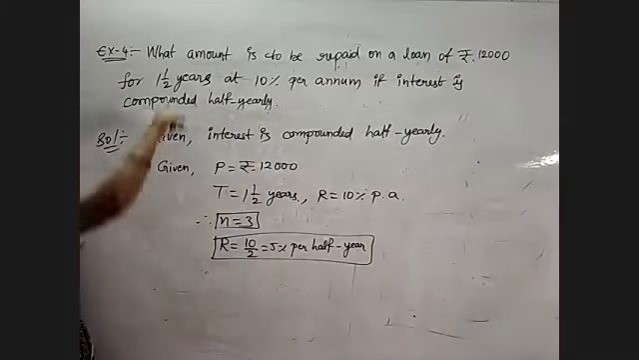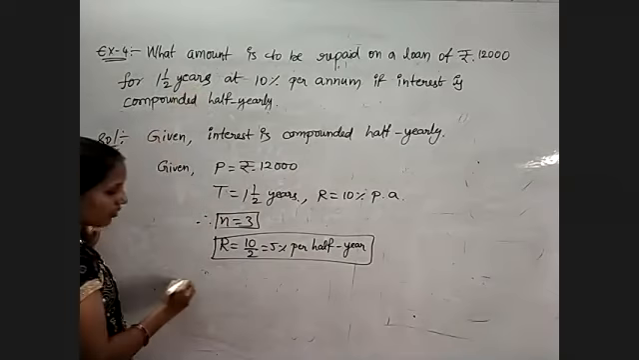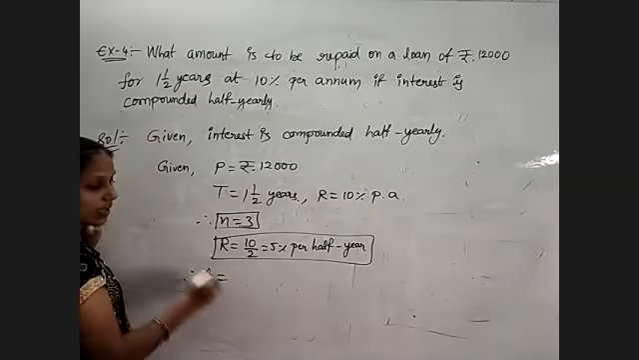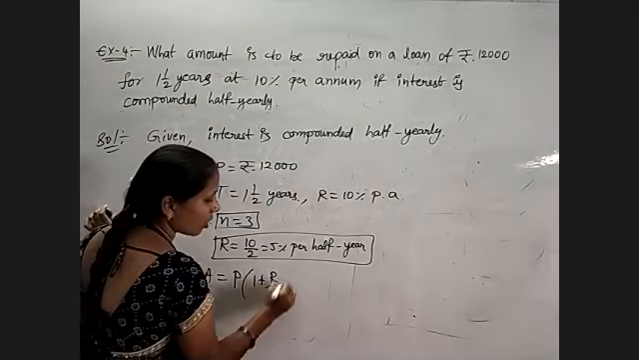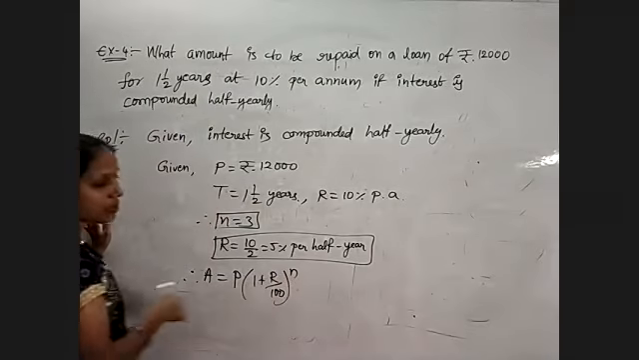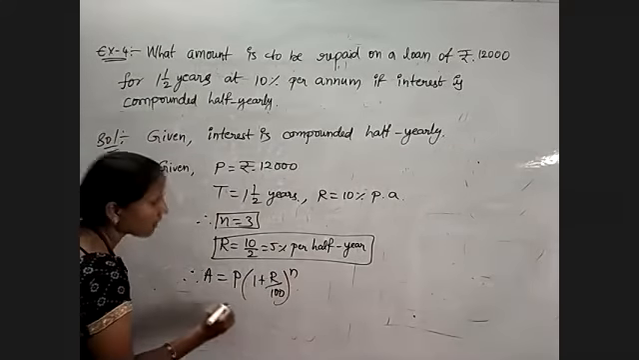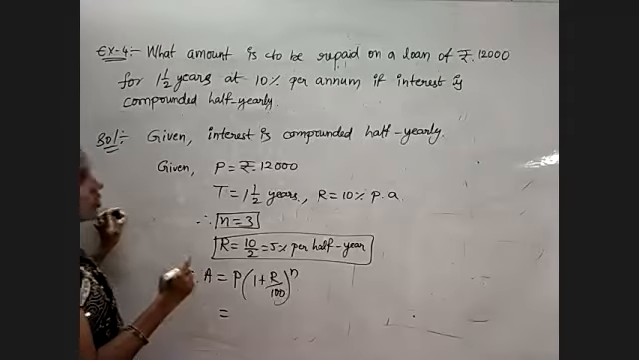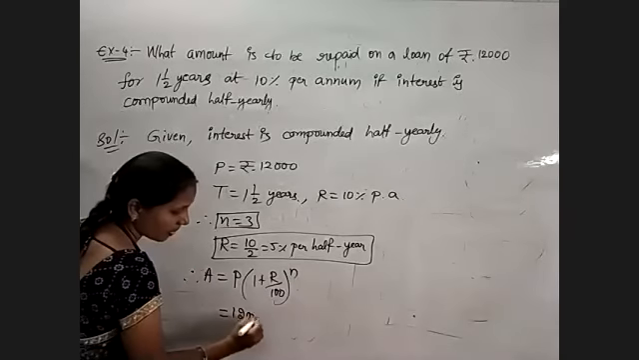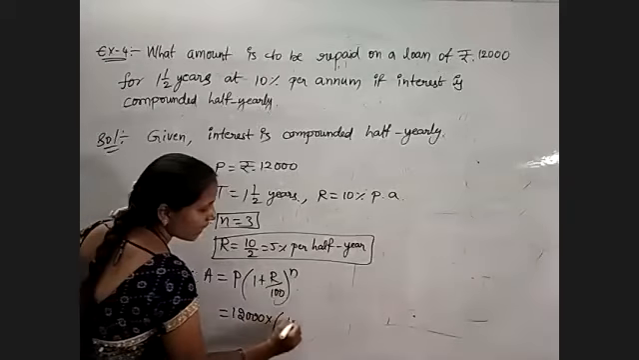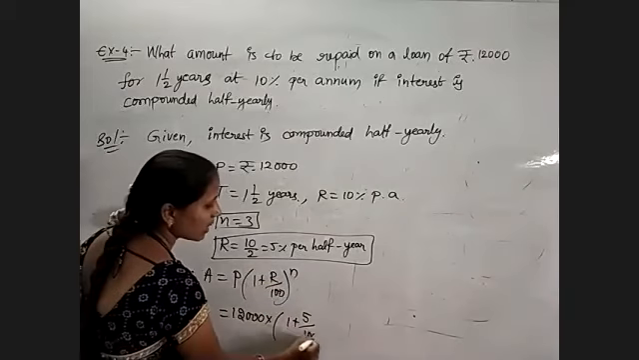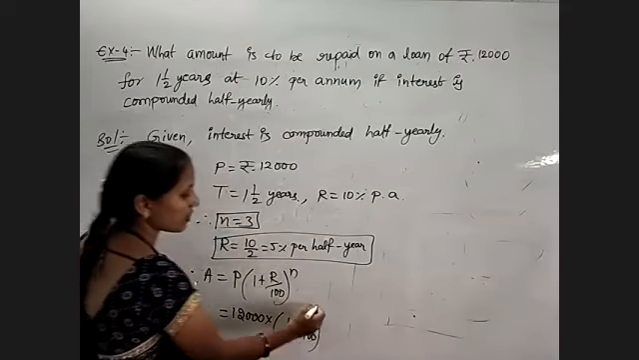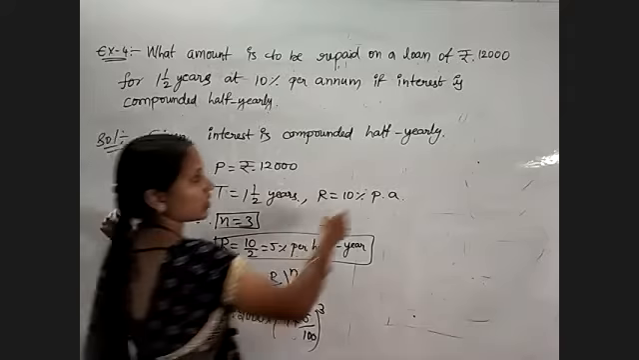Now I need to find out the amount. So the amount formula is given in compound interest: P into 1 plus R by 100 whole to the power of n. Substitute each and every value. So P value is 12,000 into 1 plus R value 5% per half year by 100, whole to the power of number of conversion periods, which is equal to 3. That's all.